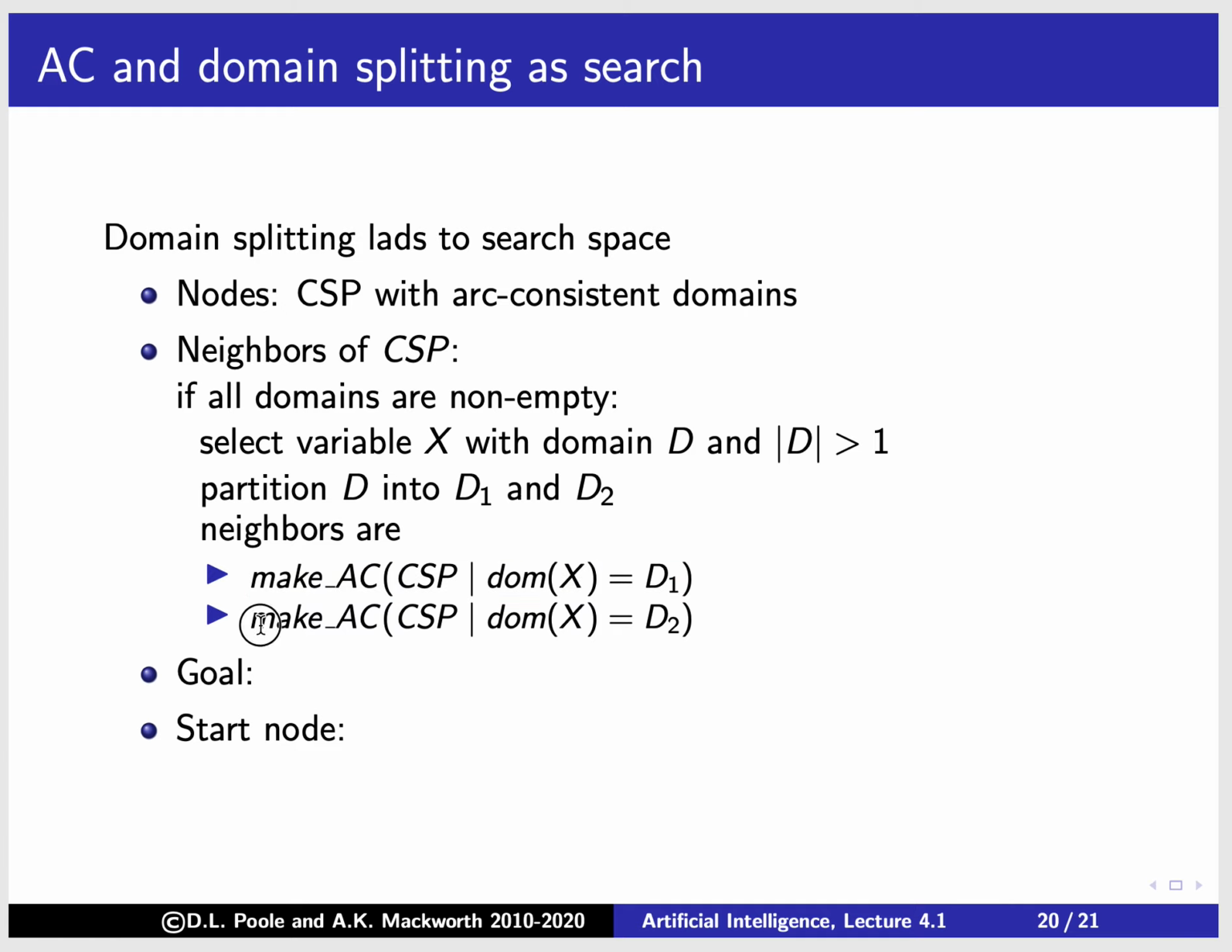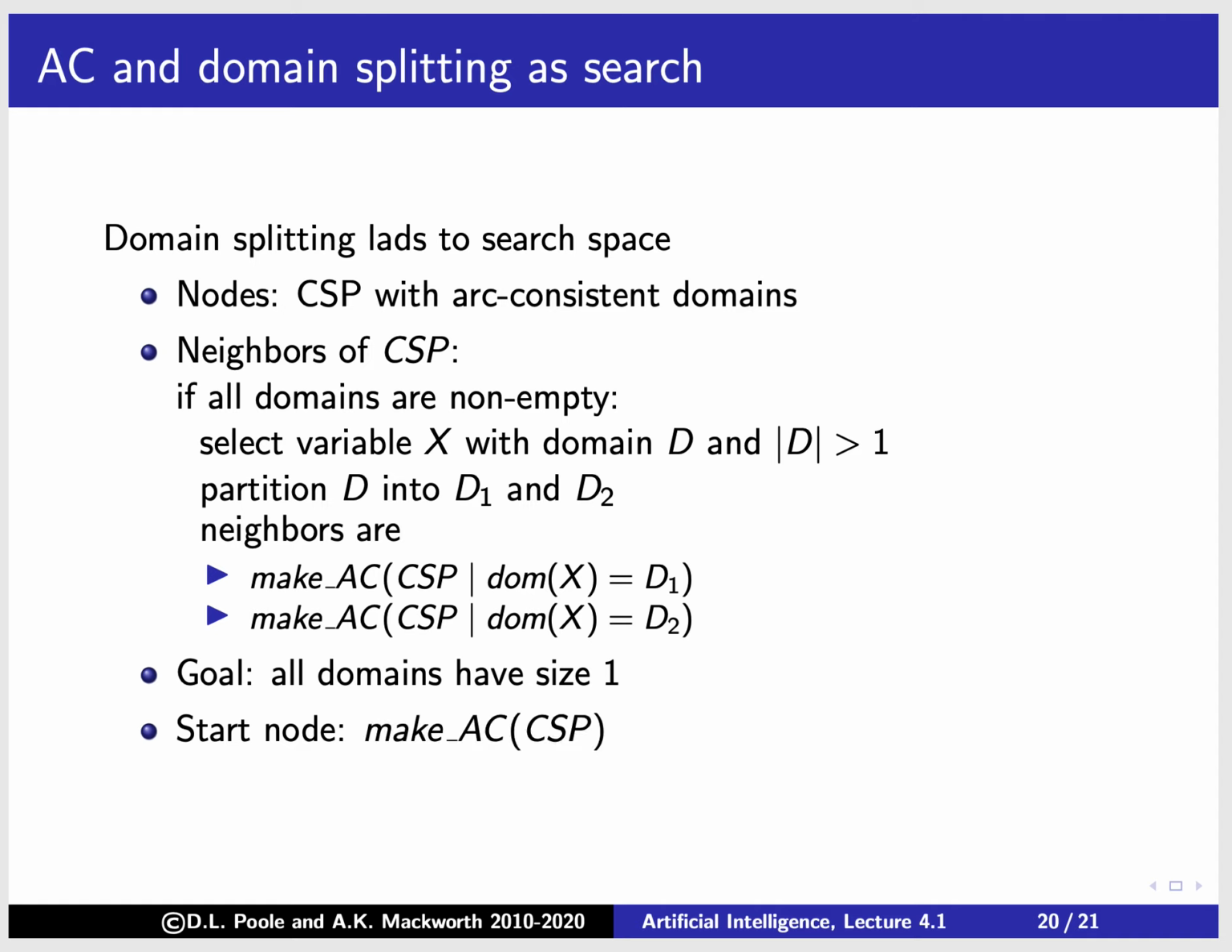So now I can search. This node has two neighbors, and we search there. We could split into each of the values, but here I'm just going to split into two. The goal is to find a node where all domains have size 1. And the start node is just the CSP made arc consistent. This is how we convert the problem of arc consistency into search. And we'll find that this search is much smaller than the search algorithm before, because lots of pruning helps us.